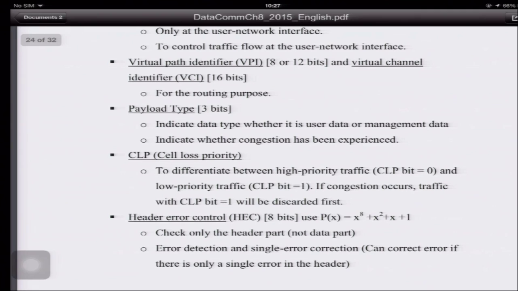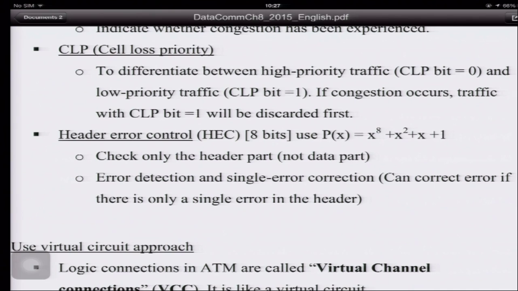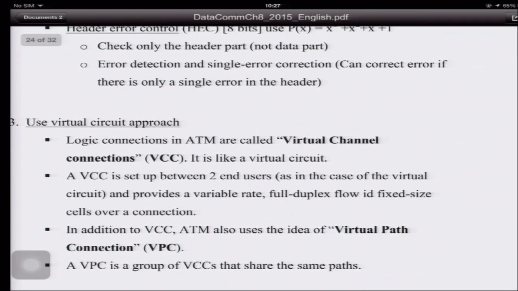Now the header error control, or HEC, seems similar to the frame check sequence in the data link layer that we have talked about. It uses the generator polynomial P(x) equal to x^8 + x^2 + x + 1. This is the standard. So it uses 8-bit parity checks, and they check only the header part. They don't check the data part. And you have error detection and single error correction. So if there is only one single error in the header, it can correct it, and it will not throw away the cell. But if it's more than one error, it cannot correct, and it will discard the cell, because they think it may go to the wrong destination anyway.